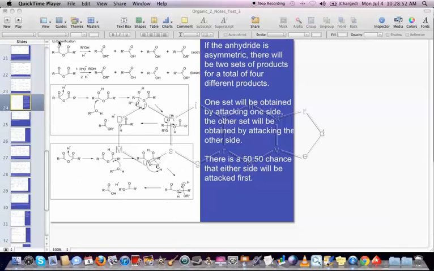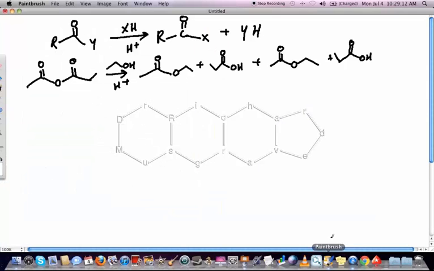Now let's talk about acid catalyzed esterification of acid anhydrides. So we're going to be taking an acid anhydride and reacting it with an alcohol. And as I was intimating earlier, if we were using an asymmetric anhydride and an alcohol as starting materials, we would end up with four possible products. Right, let's take a look at the mechanism for this.